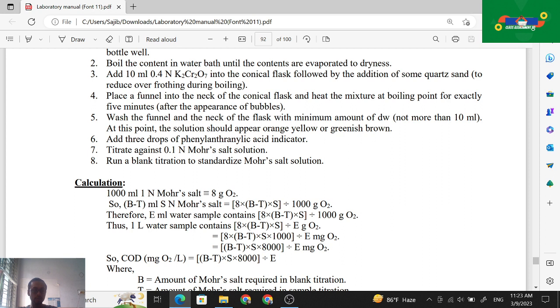Add 3 drops of the indicator and titrate against 0.1 normal Mohr's salt solution. Run a blank titration to standardize the Mohr's salt solution.